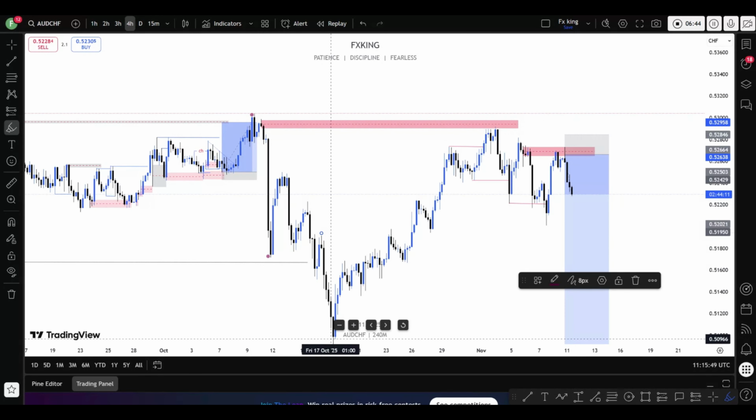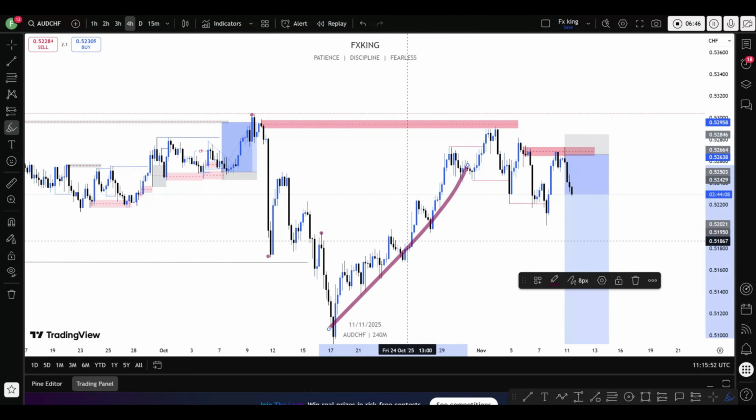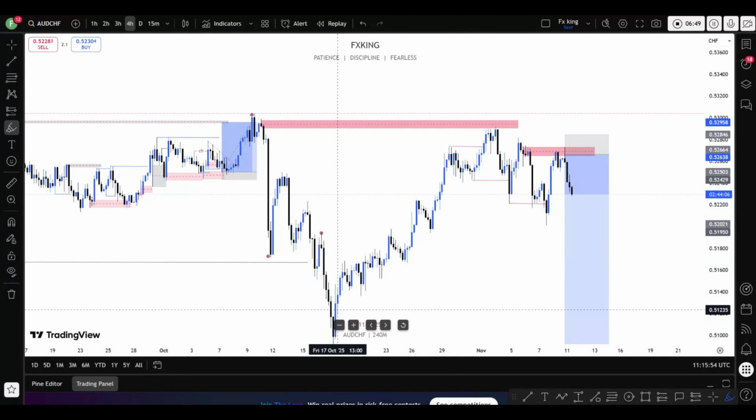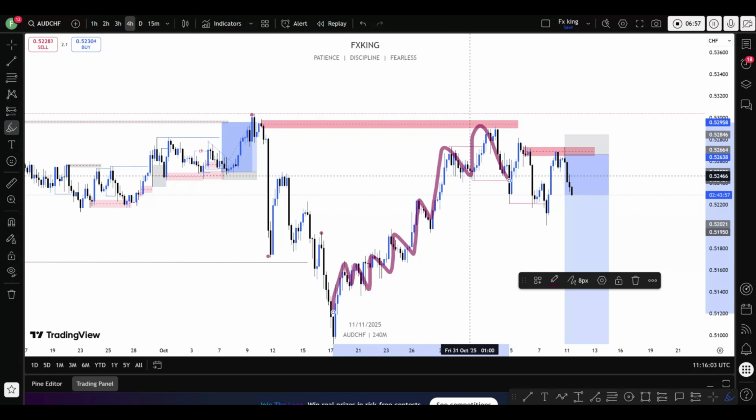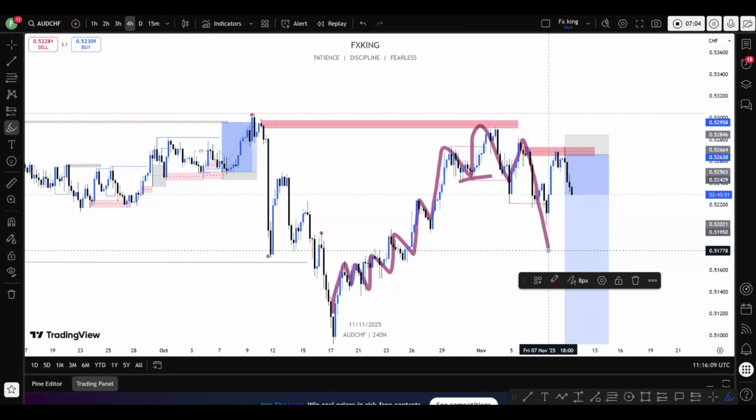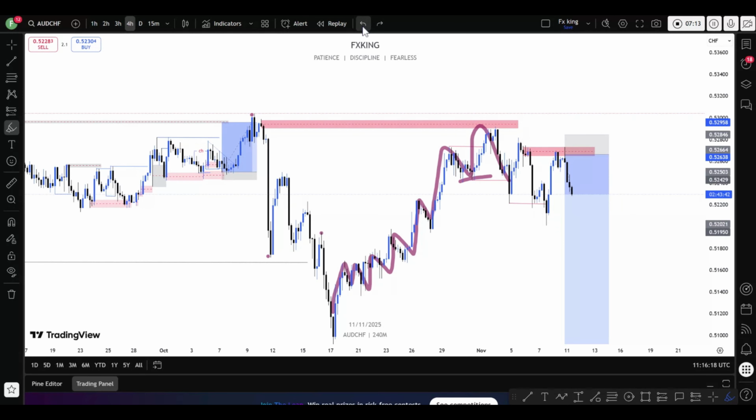Now, there is also one thing that we can do on this leg of price, which is we track the internal breaks of structure in this leg of price. Once the market gives us a change of character in this leg of price, then we can look for a pullback, and then we look for a sell. So that is how we look at the market.